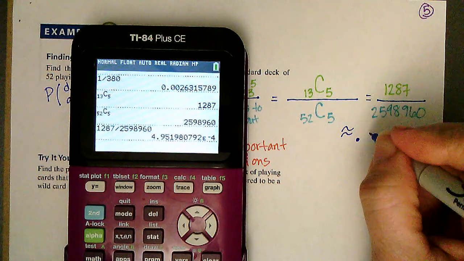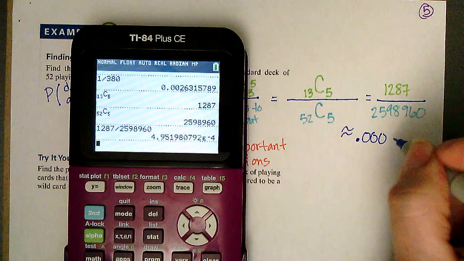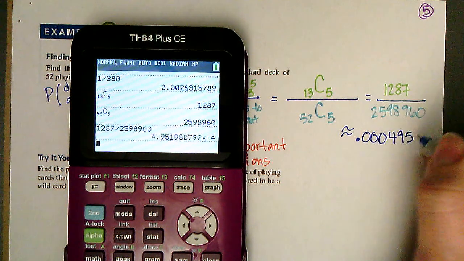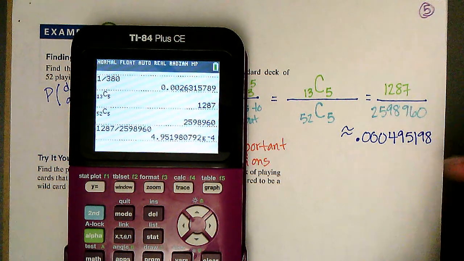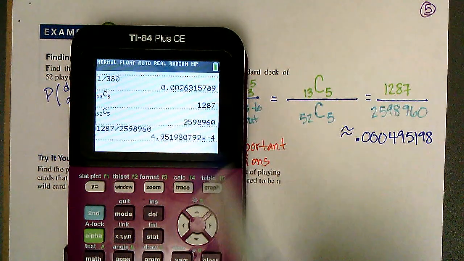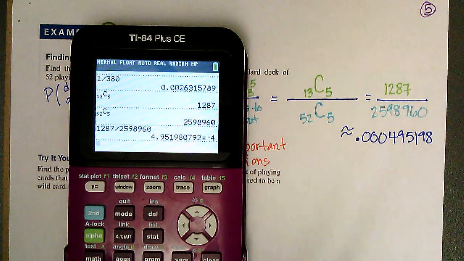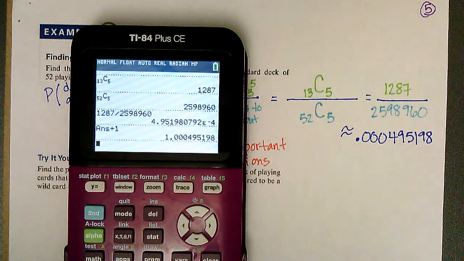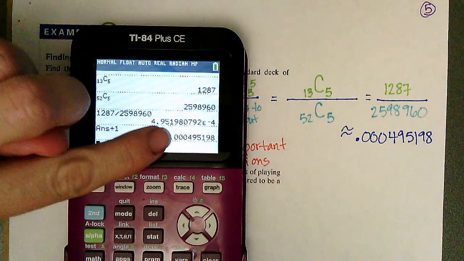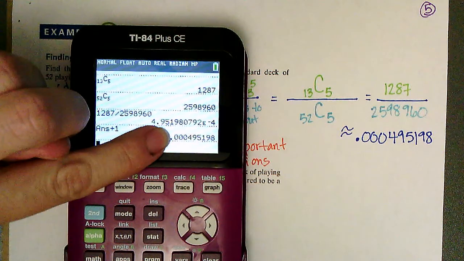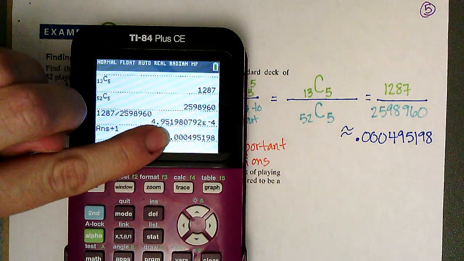So 0.000495198. I kind of have a hack for how to get that number. Since I know it's a number that's smaller than 1, if I add 1 to it, then that forces those decimals to move over. And then I just don't include the 1 there. So 0.000495198.